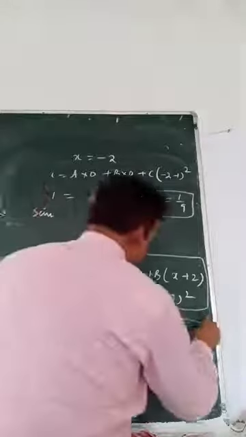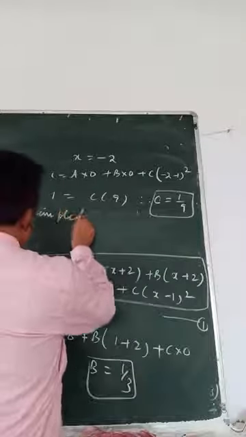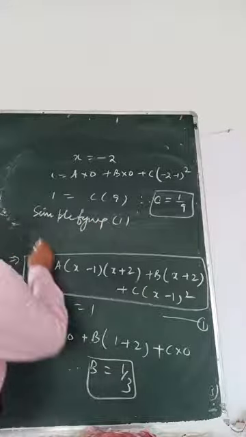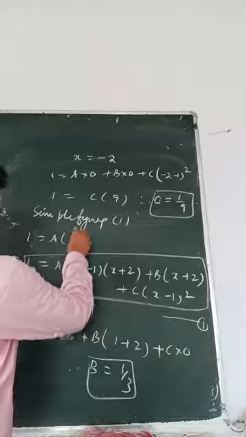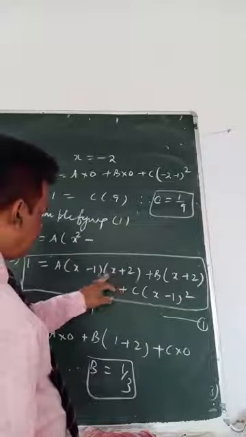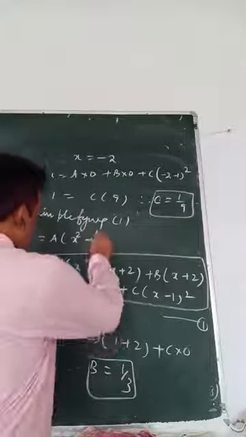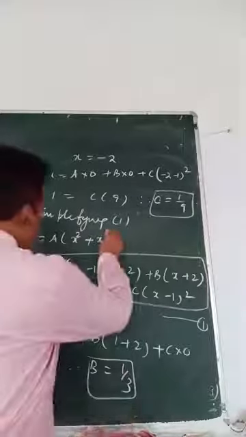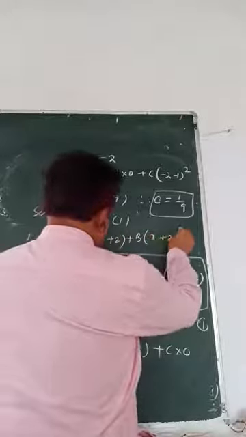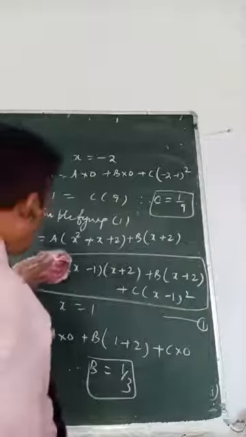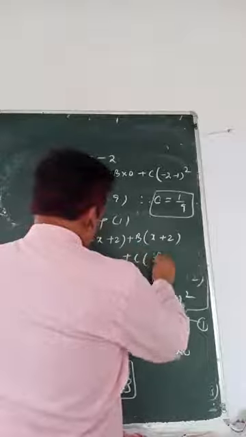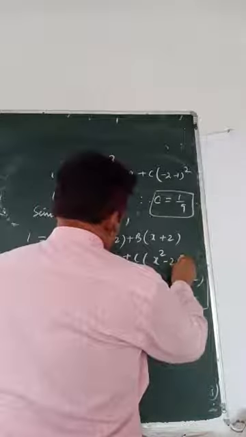If I write this is equation number 1, simplify 1. That means I have to multiply 1 equals to a into x square. So directly can you do 2x minus x. 2x minus x is x. Minus 1 plus 2 is 2. Then b into x plus 2. C part is this, x square minus 2x plus 1.